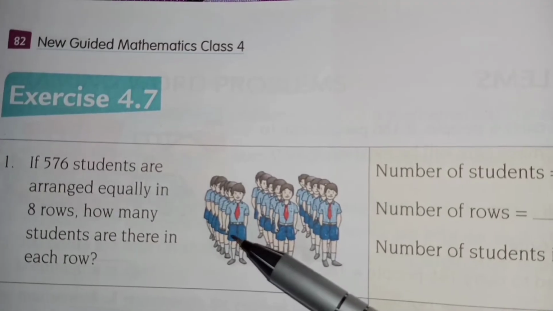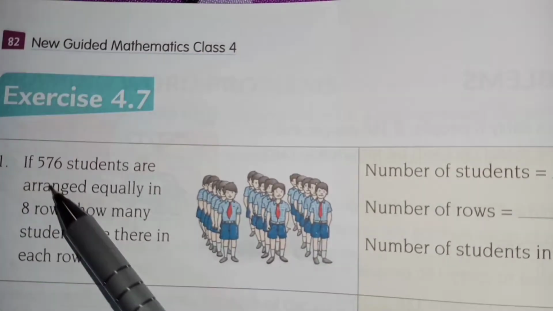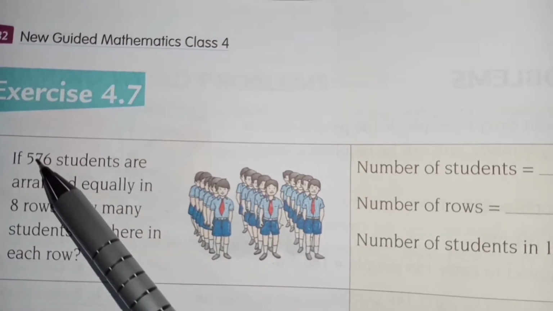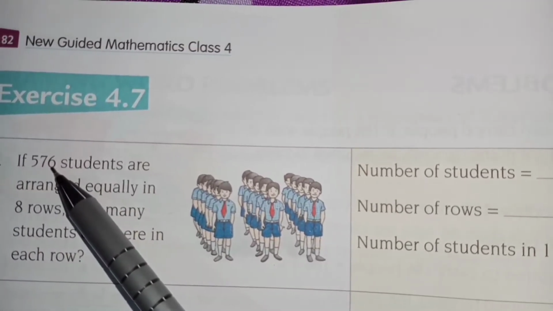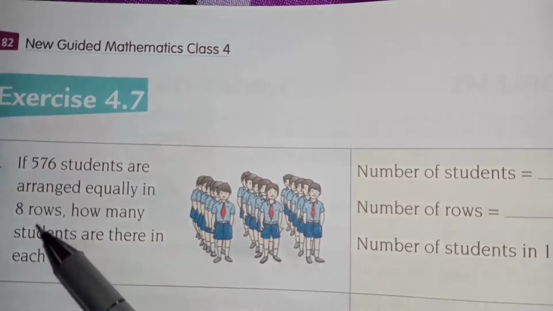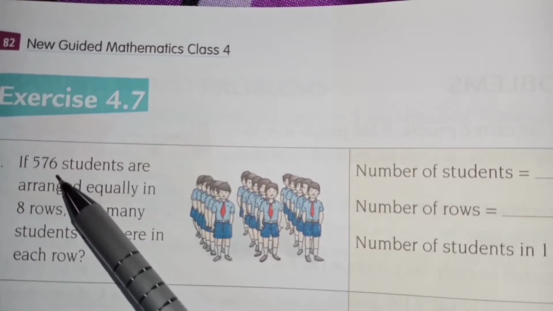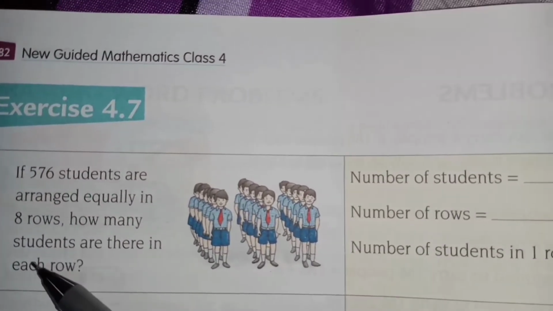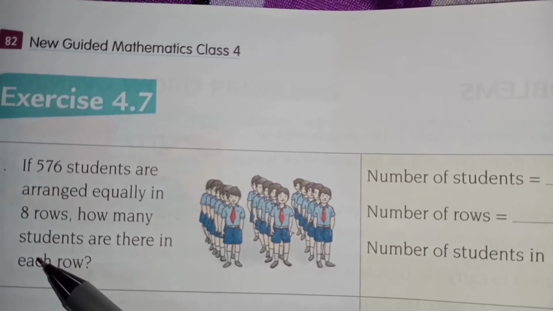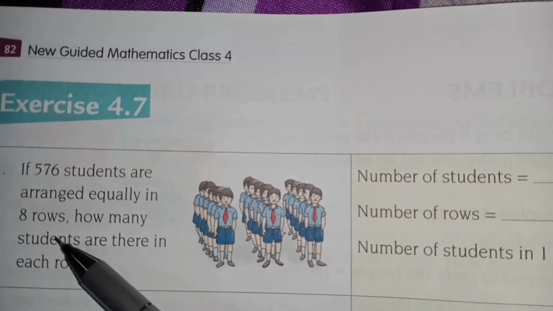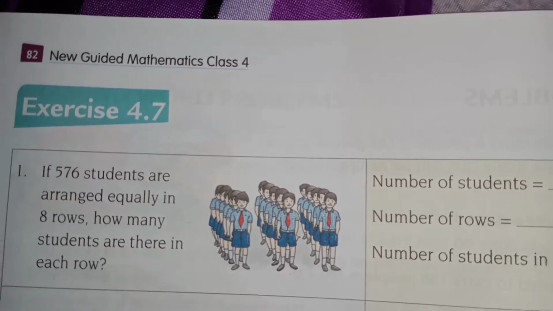And there are 8 rows. How many rows are there? 8 rows. And total students is how much? 576 students. So in 8 rows 576 students are there. So in one row how many will be there? To find the number of students in one row, here many is given, we have to find for one. So what we have to do? We have to divide.